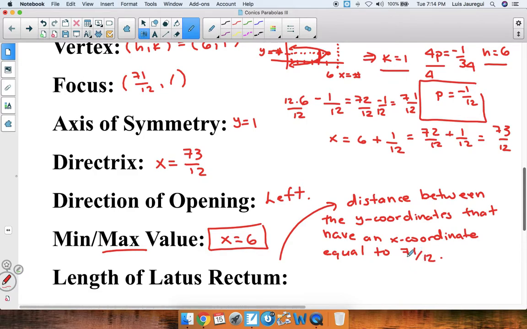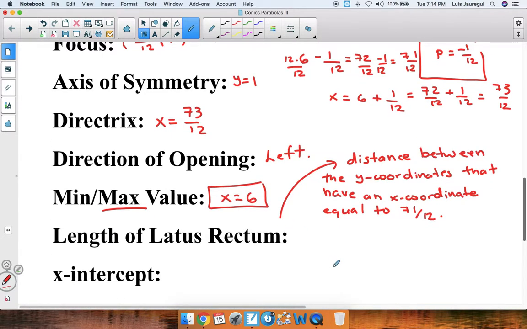So what we're going to do is copy down the equation that we had previously established, and we're going to substitute in this value for the x coordinate, and figure out what the y values are. Once we have those y coordinates, we're going to find the distance between them. So the equation we had obtained previously was (y − 1)² = −1/3 (x − 6). Now substituting in x = 71/12, we get the following.